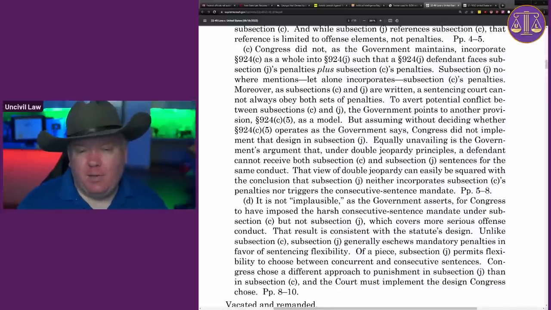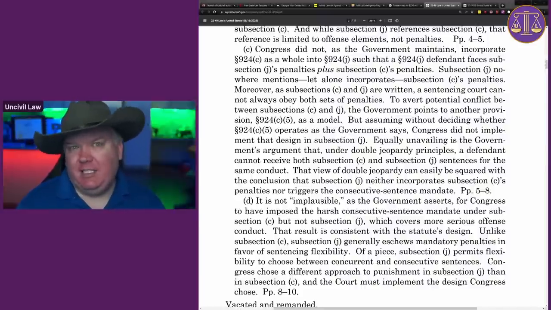So, you know, probably can't get both C and J because that would be a double jeopardy problem. Well, you're the one saying J fully incorporates C, which means they are getting C and J. So if it's true that giving them both C and J is a double jeopardy problem, then your own argument has eaten itself. So we can't do that.